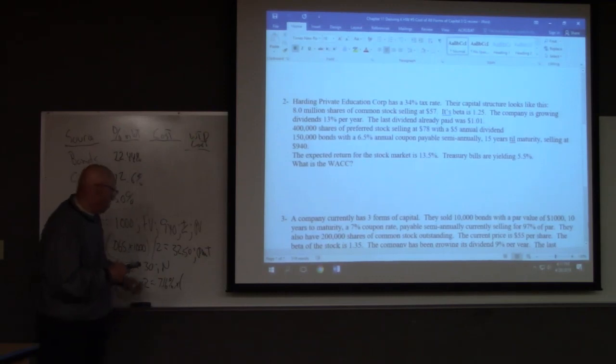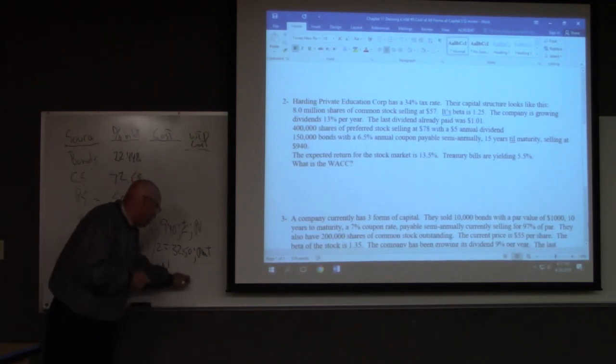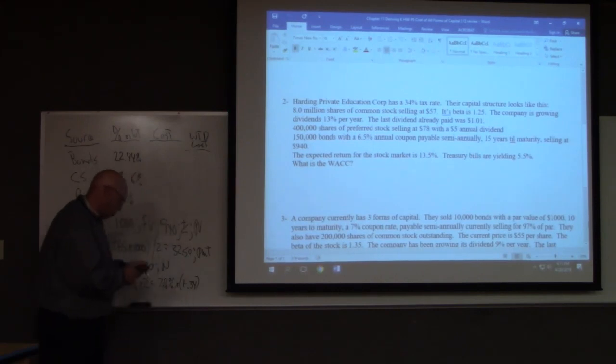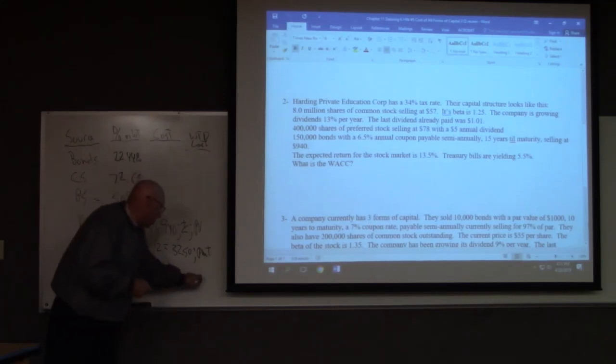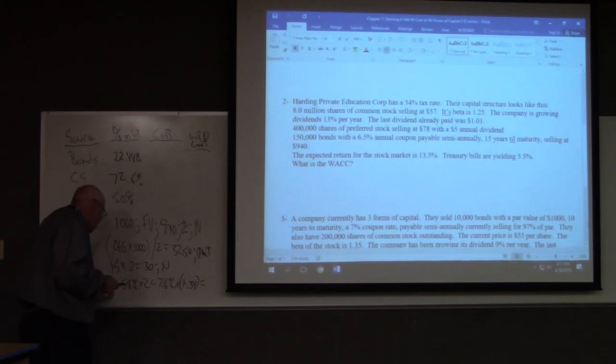Now let's get our after-tax cost. Our tax rate is 34%. 1 minus 0.34. So 7.16% times 0.66 is equal to 4.72%. There's our cost.